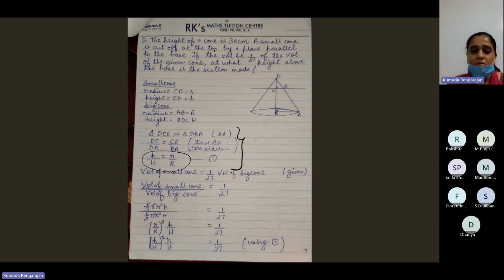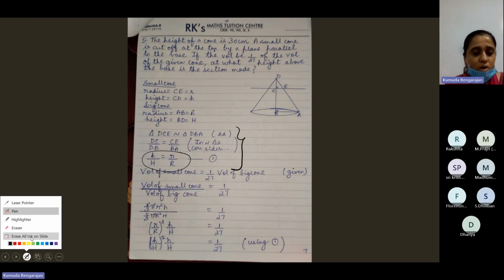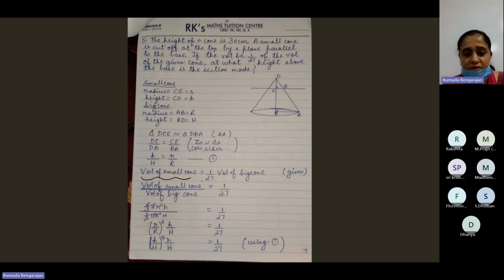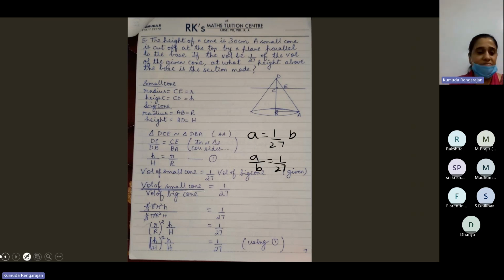All right. Now, this is given to you in the question. Volume of the small cone is equal to 1 by 27 of the volume of the big cone is given to us. I've used the formula. Now bring the volume of the big cone for division to the other side. So you have A is equal to 1 by 27 B. In the next step, you write A by B is equal to 1 by 27. That's what we've done here.